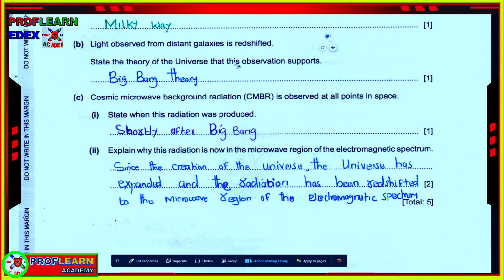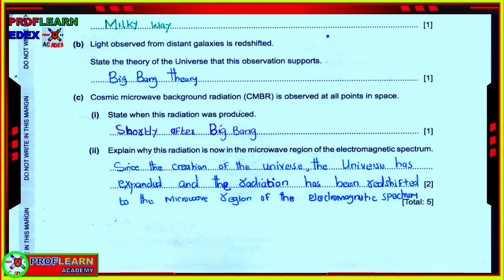Now, state the theory of the universe that this observation supports, the Big Bang theory, and state when the radiation was created. We are told that cosmic microwave background radiation is observed in all directions in space, and we have said it was created shortly after the Big Bang. Explain why the radiation is now in the microwave region of the electromagnetic spectrum. You are going to write in your exam that since the creation of the universe, the universe has expanded and the radiation has been shifted to the microwave region of the electromagnetic spectrum.